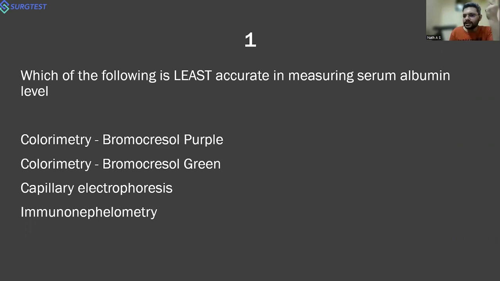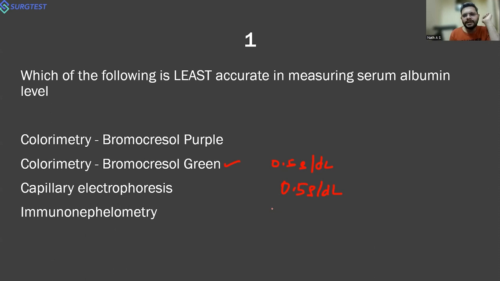Can I get one answer so that we can go to the discussion? Okay, you saw it in the footnote probably, but good if you already know it. Bromocresol green is the least accurate. The other methods are recommended. Around 0.5 gram per deciliter difference will be there.